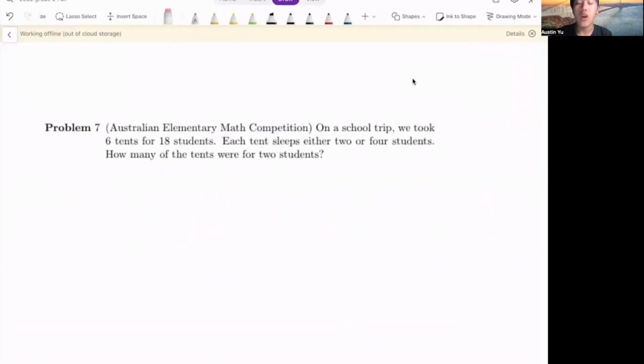Problem 7. On a school trip, we took 6 tents for 18 students. Each tent sleeps either 2 or 4 students. How many of the tents were for 2 students? For this problem, we can do guess and check and brute force. And you can just play around with the numbers and see which pair fits 6 tents for 18 students. Eventually, you should get 3 tents in which each of them can hold 2 students.